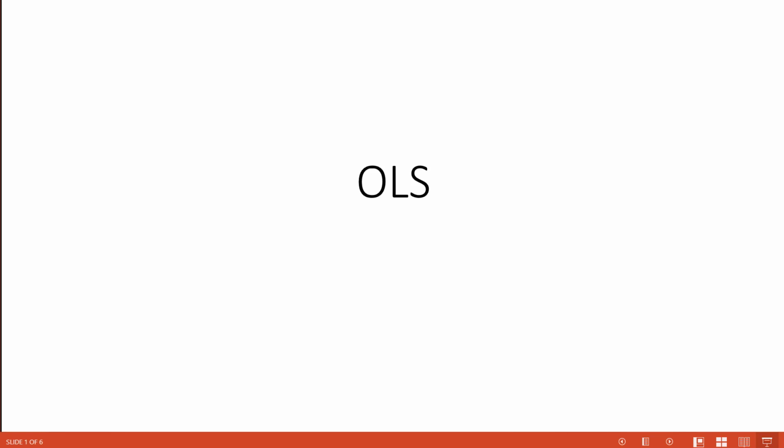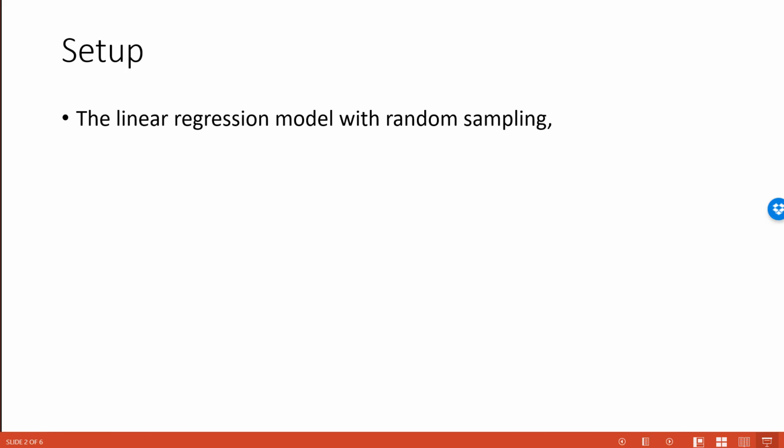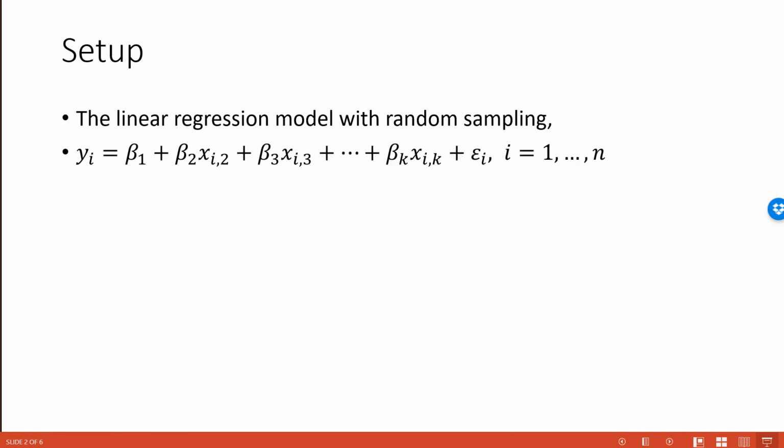So this lecture is about ordinary least squares in the case where we have several explanatory variables. We'll start with a linear regression model and random sampling. The model looks like this: we have yi, which is determined partly by a linear function of the xi's, and then we have an error term. And the goal is to estimate the parameters beta 1 through beta k.